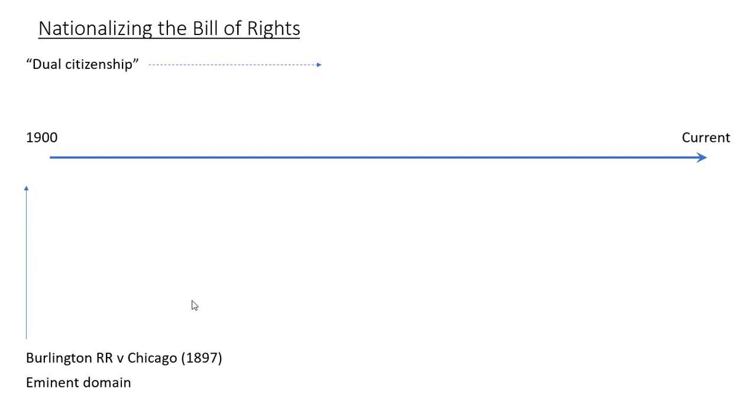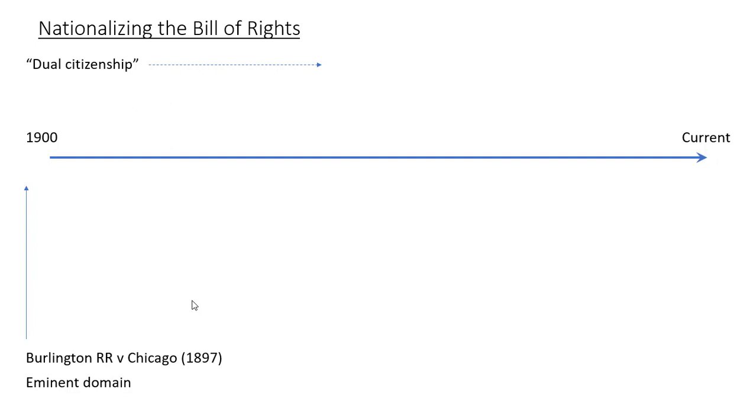This time, the Supreme Court ruled against Chicago and in Burlington's favor and said, sorry, Chicago, or in this case, Illinois, because Chicago is a city of Illinois. They said, sorry, state of Illinois, you can't do that. You can't take people's property without due compensation, in accordance with equal protection under the law, the 14th Amendment, as well as the 5th Amendment.